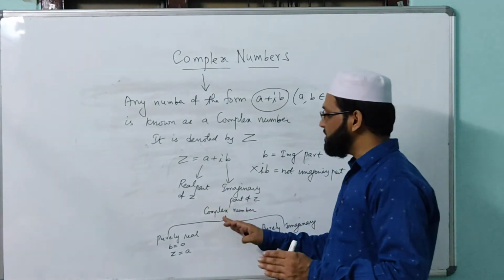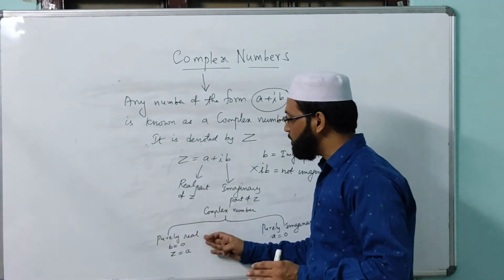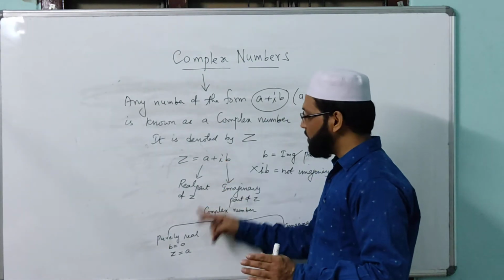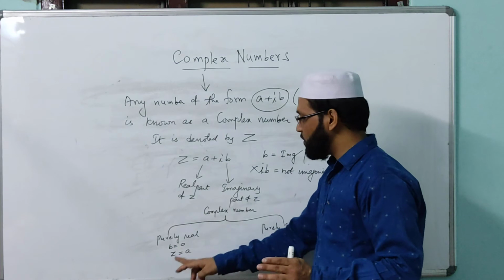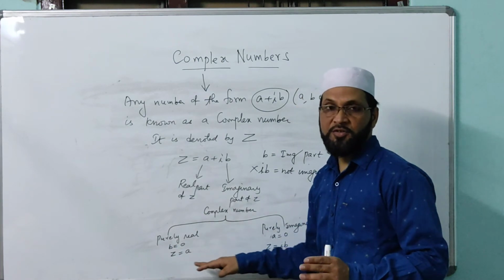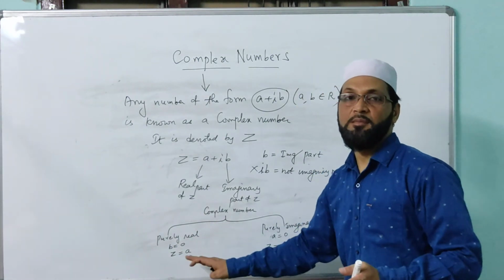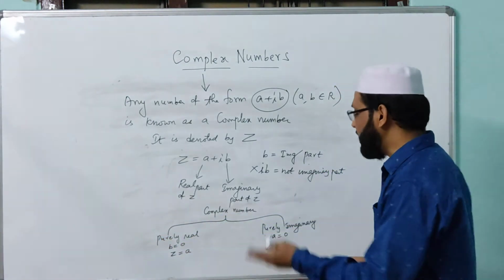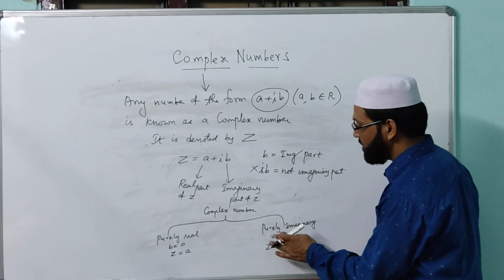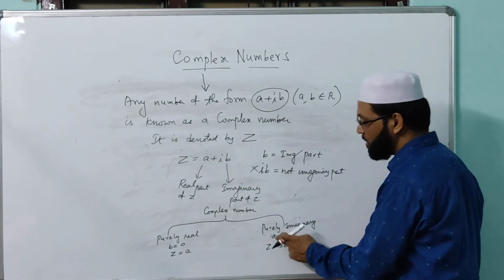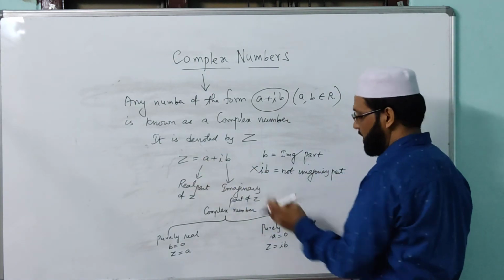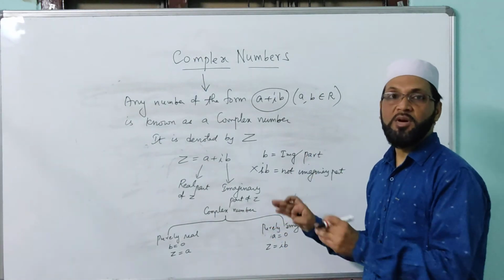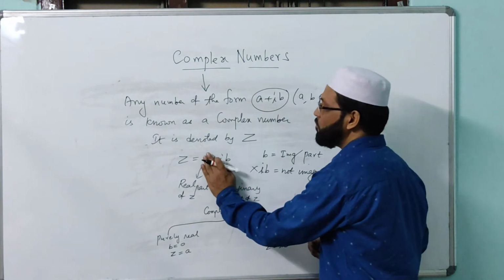So a complex number is said to be purely real whenever the imaginary part equals 0. That means if the value of b is 0, then we are left with only z equals a. So z equals a is the real term. The complex number will have only a real part, so we call it purely real. Whereas if the real part is 0, we can call this a purely imaginary number.